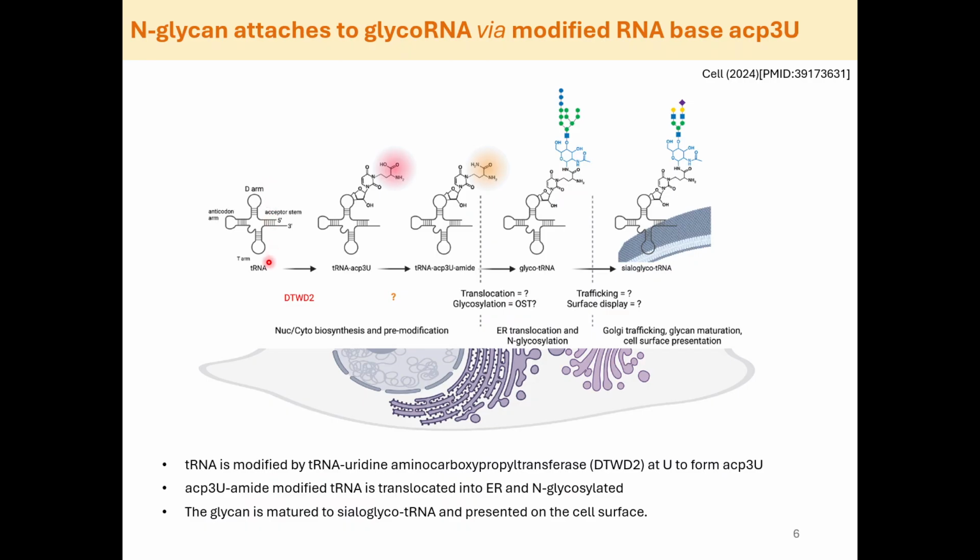Most recently, the nature of tRNA glycosylation linkage has been determined. That is, tRNA is modified by tRNA uridine aminocarboxypropyltransferase, DTWD2, at U to form a modified base, acp3U. The acp3U amide-modified tRNA is translocated into the ER and N-glycosylated. The glycan is further matured to sialylated glyco-tRNA and presented on the cell surface.